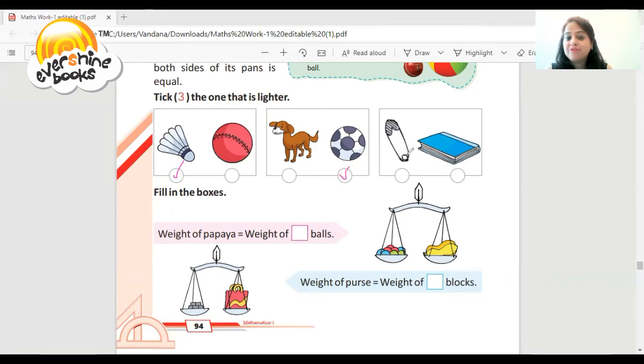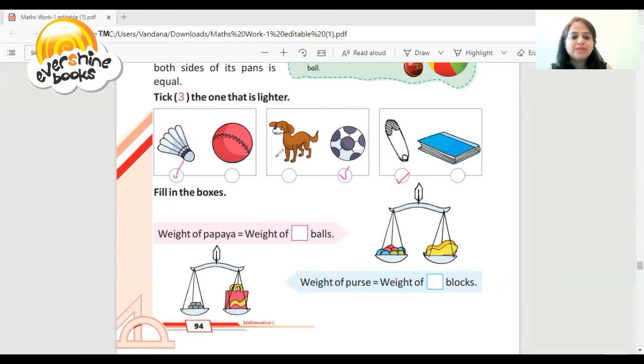Now, come to this safety pin and book. The book has many pages, and this safety pin is very light. So, take this one, that is lighter than a book.